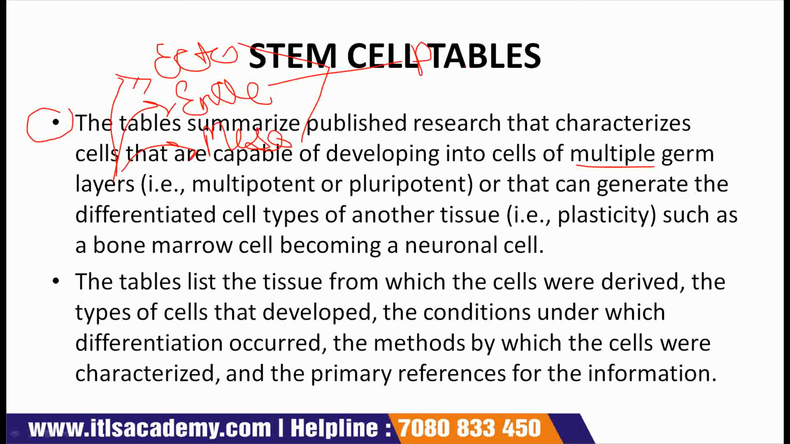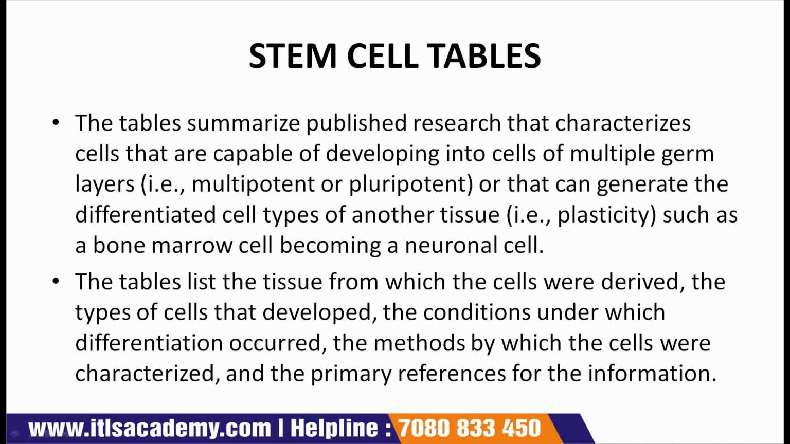So we will see these cells that are capable of developing into germ layers, that is multipotent or pluripotent stem cells, or that can generate the differentiated cell types of other tissues, like plasticity, such as a bone marrow cell becoming a neuronal cell. Here you can see the difference: this is a bone marrow cell and this is developing into a neuronal cell. So we can say that this is plasticity. This is defined as plasticity.